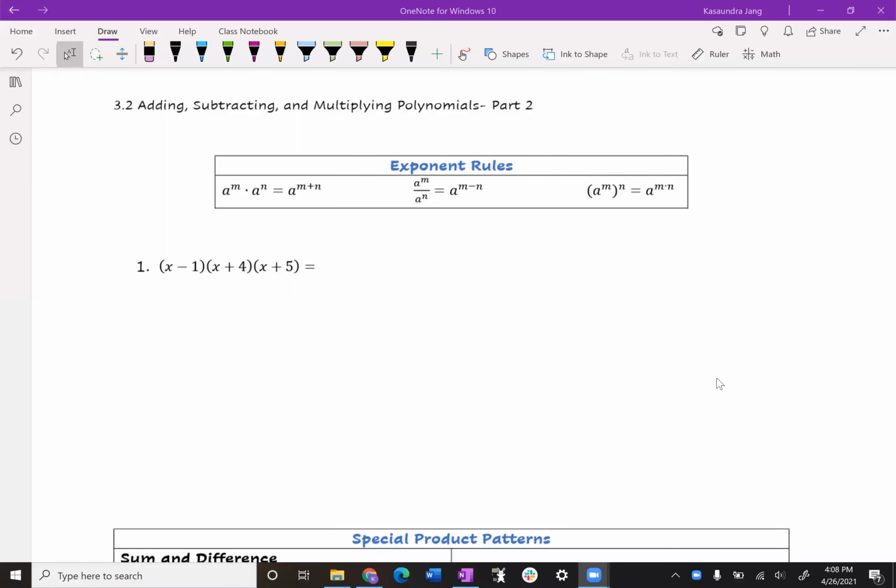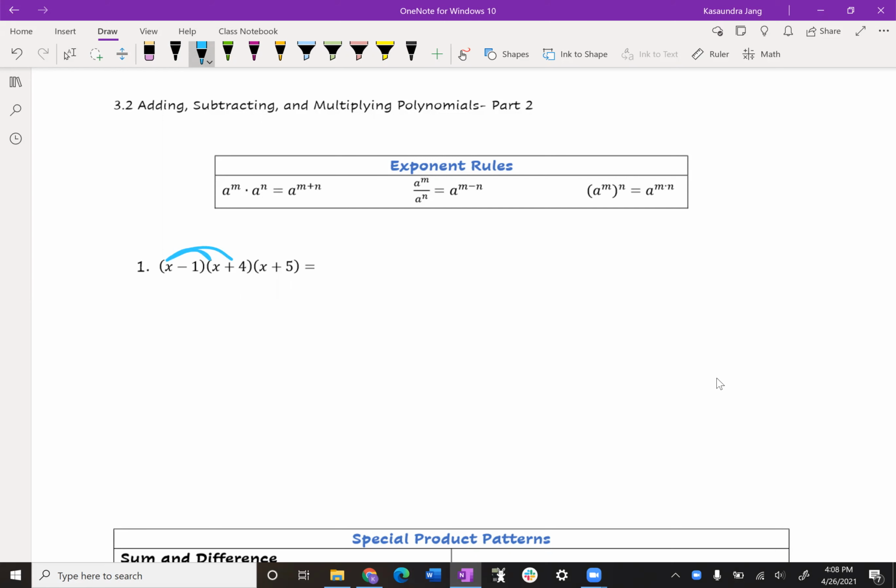Hey guys, so let's look at 3.2, part 2. So we're still adding, subtracting, and multiplying polynomials. In fact, problem number 1 here, I've got 3 different polynomials to multiply. So I am going to do a lot of distributing.